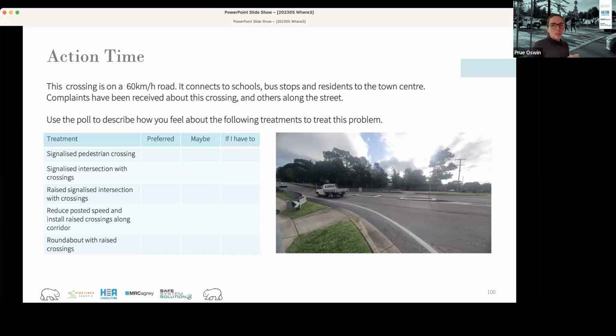And what's happening at this site is, I think, based on the very constrained road reserve, it will probably either be a signalised pedestrian crossing or a raised crossing is what we'll be looking at at this site. So yes, but the other options would have been considered if we had enough space there to put in a signalised intersection or a roundabout.